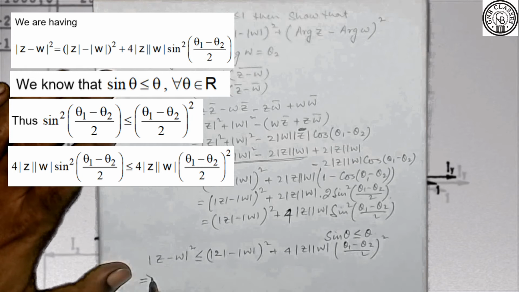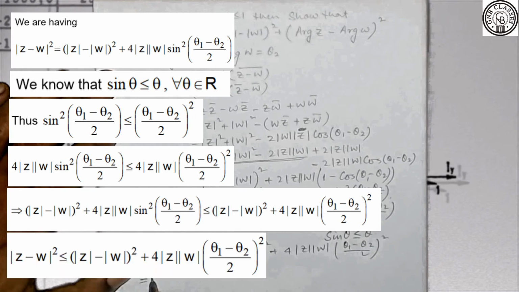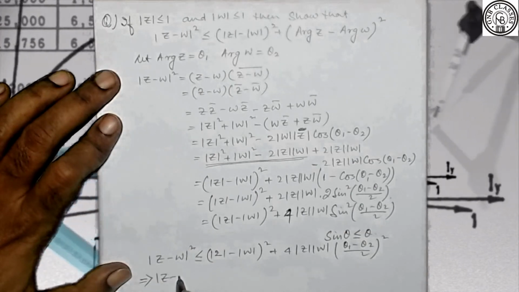Now if I add mod z minus mod w whole square on both sides of the inequation, we get on the left-hand side mod of z minus w whole square, and on the right-hand side mod z minus mod w whole square plus 4 mod z mod w into theta 1 minus theta 2 by 2 whole square. Is it clear?